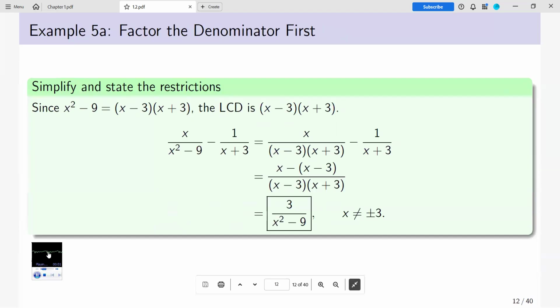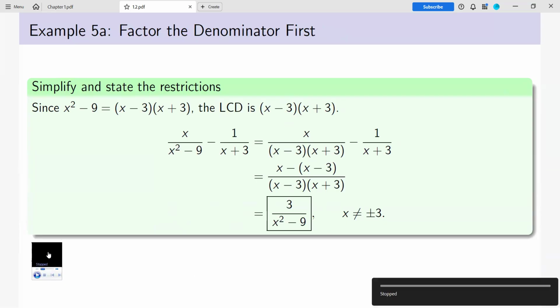Factoring the quadratic denominator shows that the first fraction already contains the full LCD. Only the second fraction needs an extra factor of x minus 3.